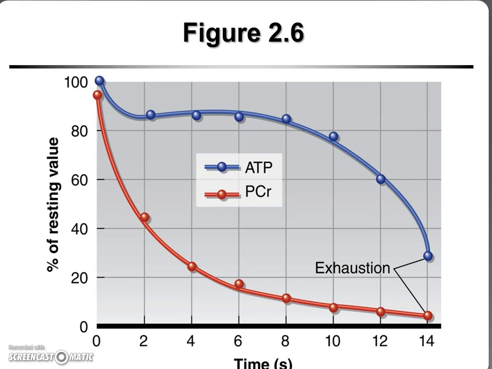I like this graph here, figure 2.6 from your book. It illustrates time on the horizontal in seconds, and percent of resting value. And you can see, once again, here's the ATP, and here's the phosphocreatine. You can see that after 12 seconds, 14 seconds, the phosphocreatine system is pretty well exhausted, as well as ATP from this system.